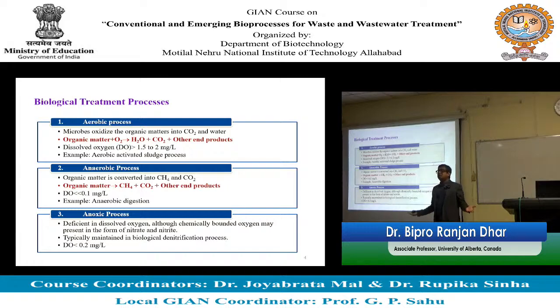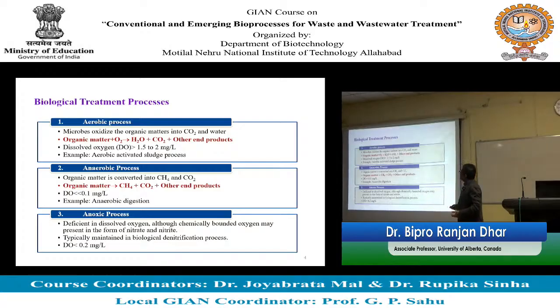Regardless of the process you use, either aerobic, anaerobic, or anoxic, what do we need? We need a bioreactor, where we have microbes and the wastewater flows through, so that the microbes contact the organic contaminants in your wastewater and then degrade them.